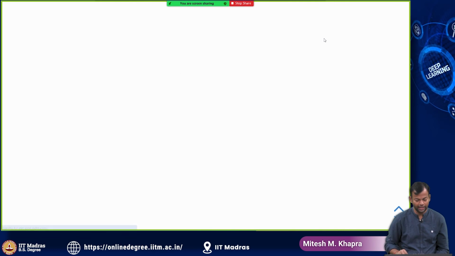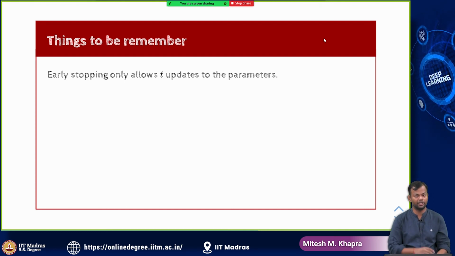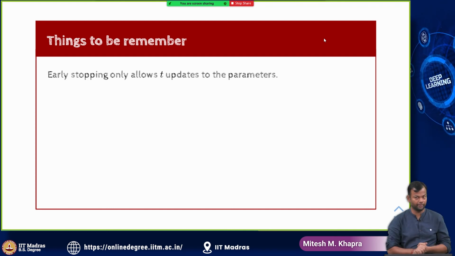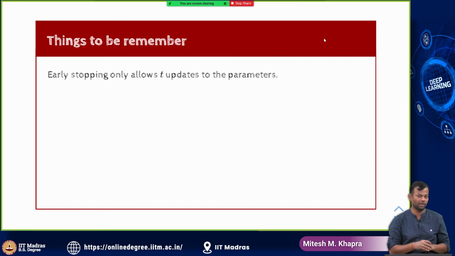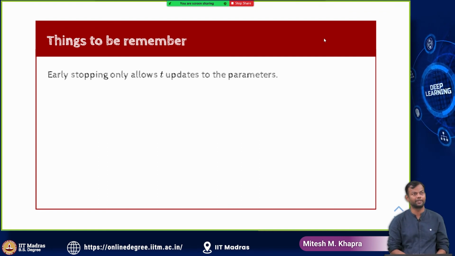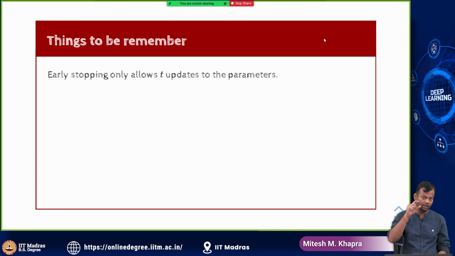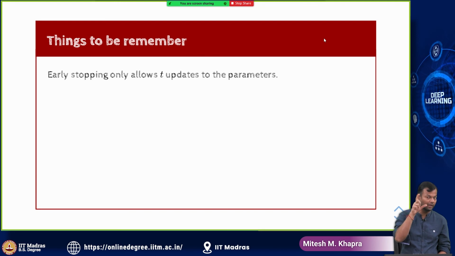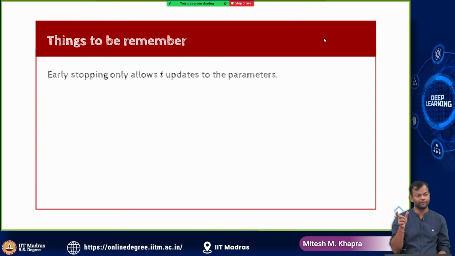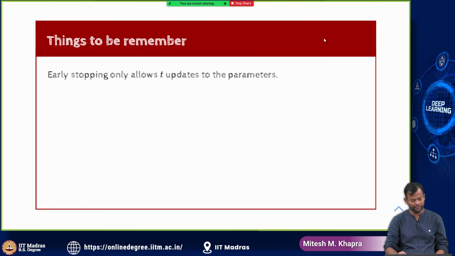Yeah, so that's all I had to say about early stopping. A few things to remember are that early stopping only allows T updates to the parameters, right? Now we'll try to get some more insights, since we also made some other statements in the context of L2 regularization: that the weights for the important parameters will not shrink too much, whereas the weights for the unimportant parameters will shrink a lot, right? So does that also happen in the case of early stopping?